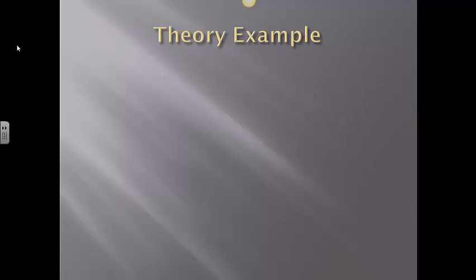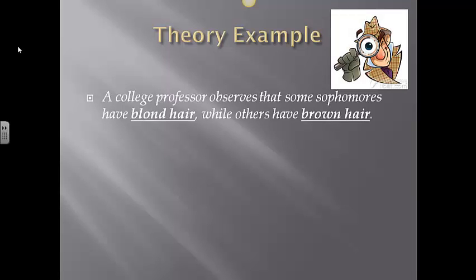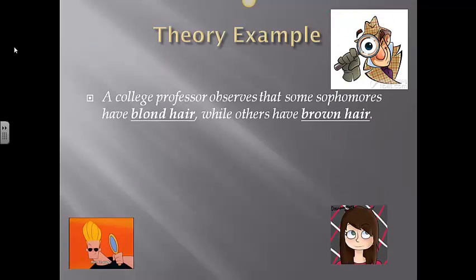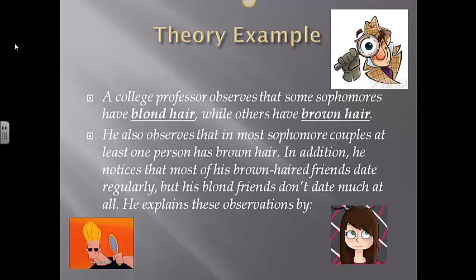So let's look at an example of a theory and show how it may work and how we might develop it. Let's say that a college professor observes that some sophomores have blonde hair in his class or her class, and others have brown hair in class. That's one observation. Another observation is that most sophomore couples that he or she sees, at least one person has brown hair. In addition, he notices in other observations that his friends who have brown hair date regularly or date more often, while his blonde-haired friends don't seem to date much at all. So how does he explain these observations?